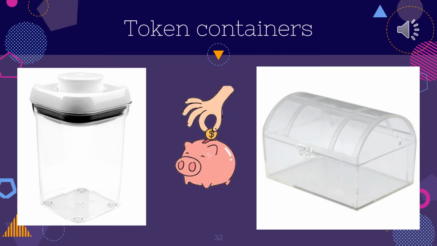Token containers can be viewed similarly to piggy banks. It is a place to store them while being accumulated and waiting for exchange for the backup reinforcers. On the left, you see an example of a container that can have a lock cap so that the client cannot have access to them. On the right, we see a similar example. Either of these can be used as token containers for storing while accumulating.